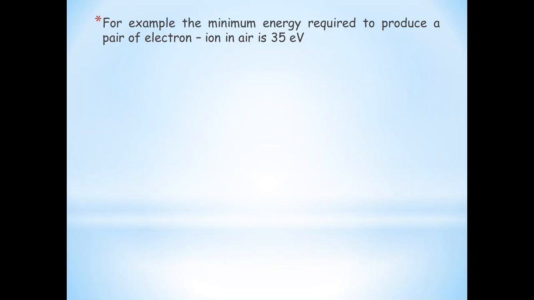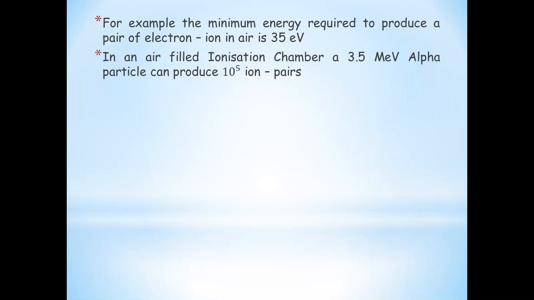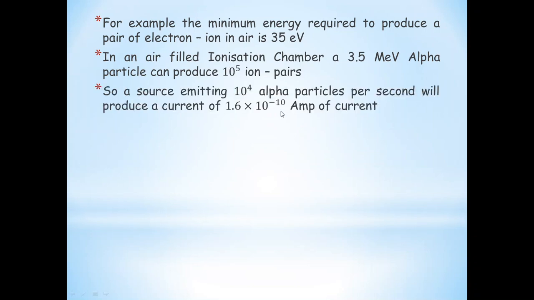For example, the minimum energy required to produce an electron-ion pair in air is around 35 electron volts. In an air-filled ionization chamber, a 3.5 mega electron volt alpha particle can therefore produce 10 to the power 5 ion pairs. So this is a typical value of energy of an alpha particle emitted by an alpha particle source, 3.5 MeV. So in an air-filled ionization chamber, it can produce around 10 to the power 5 ion pairs.